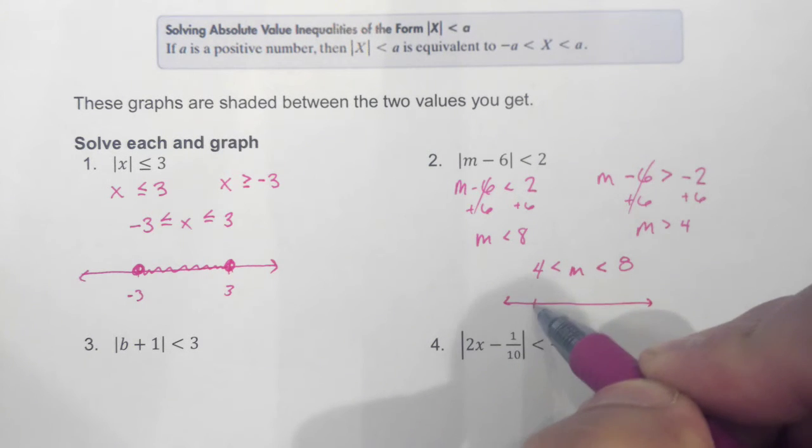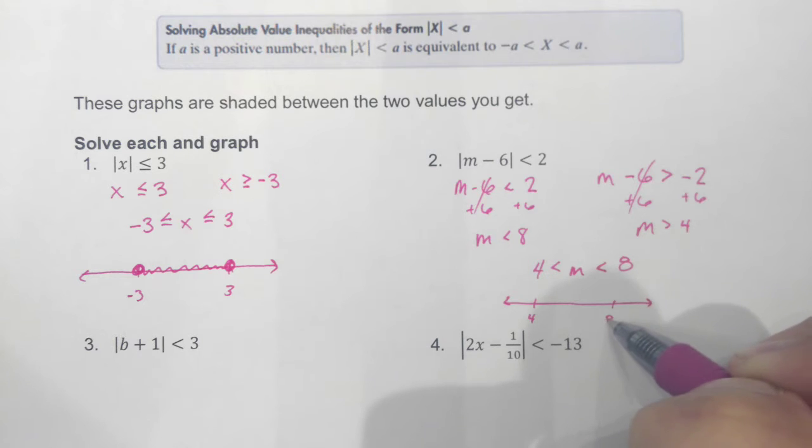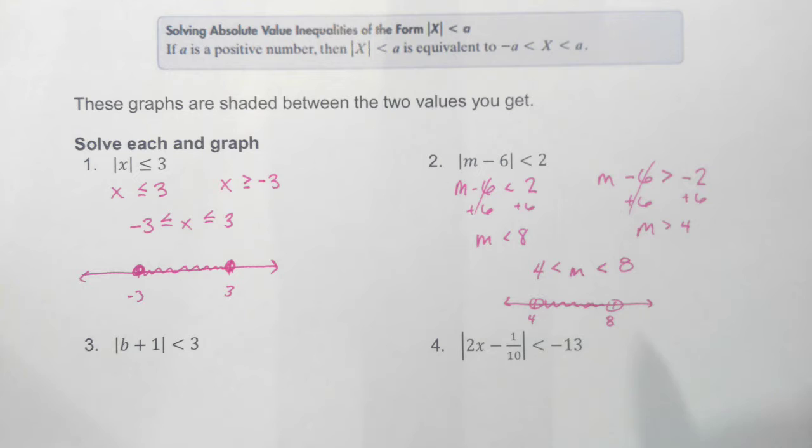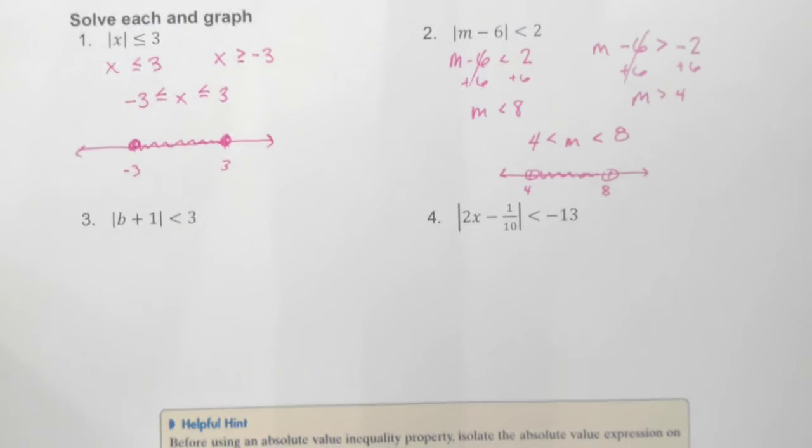And then I can just quickly put this on a graph. I know that 4 is on the left and 8 is on the right. Both would be open circles. And I would just always shade in between on those less than original problems.